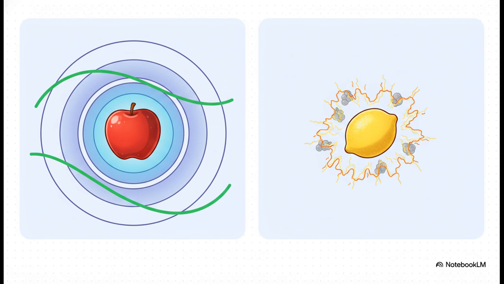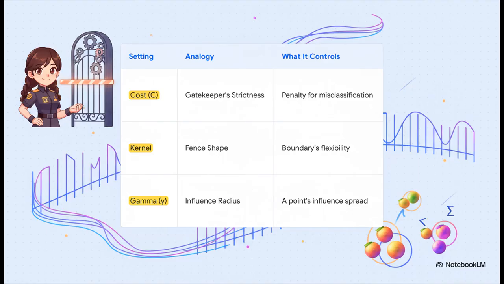But if you have a high gamma, each fruit is more like a tiny little pebble. It only has influence on the boundary that's right next to it. This can lead to a super complex, kind of wiggly line that tries to wrap itself around every single data point. So, when you put it all together, you get this amazing level of control.